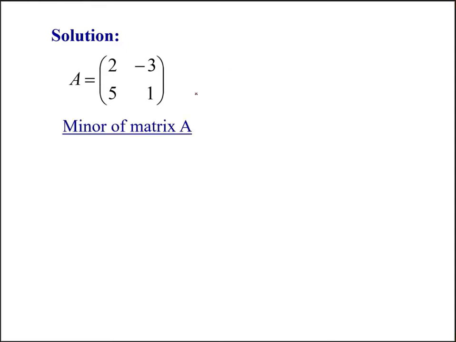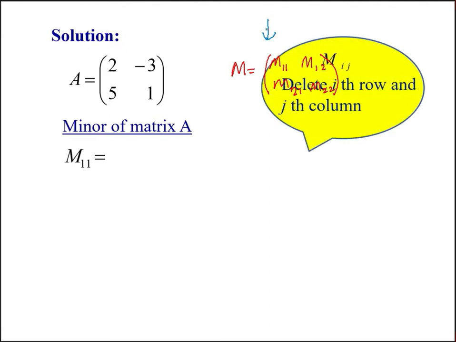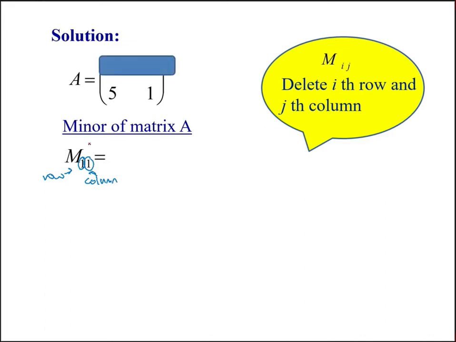Let's say we want to find the minor of matrix A. That means you want to find the minor for the whole matrix A. So we have to find the minors for each of the elements in matrix A. To find M11, we have to delete the ith row and the jth column. And since the minor that we are looking at now is M11, that means our row is 1 and our column is 1. So we have to delete the first row and the first column.